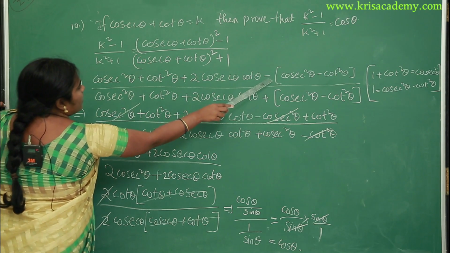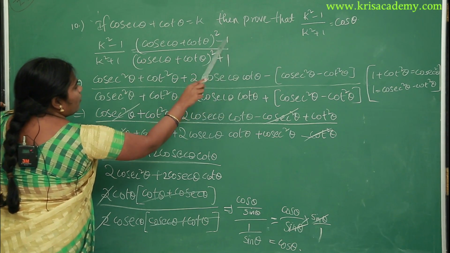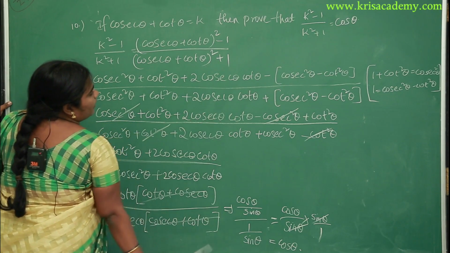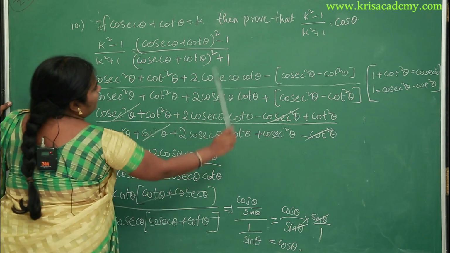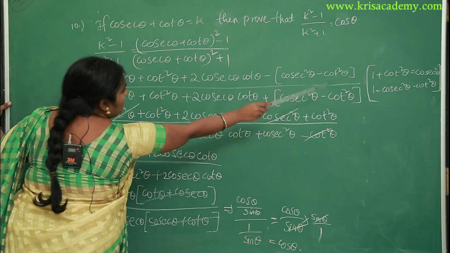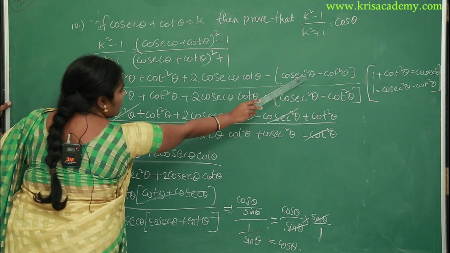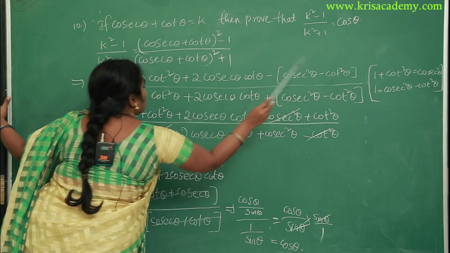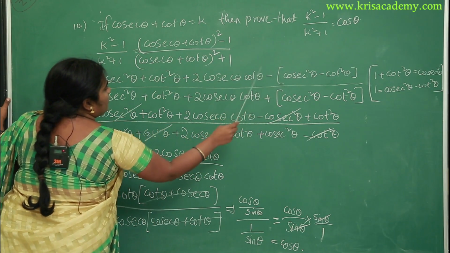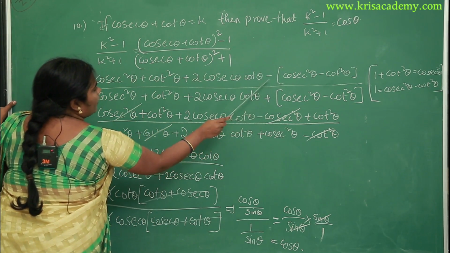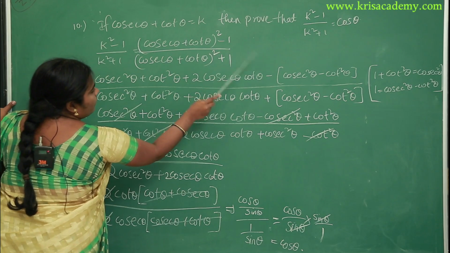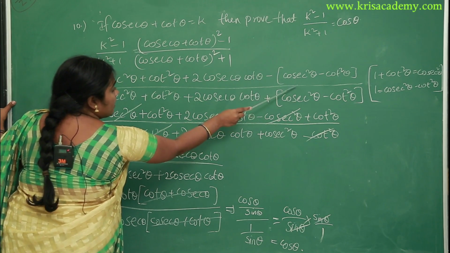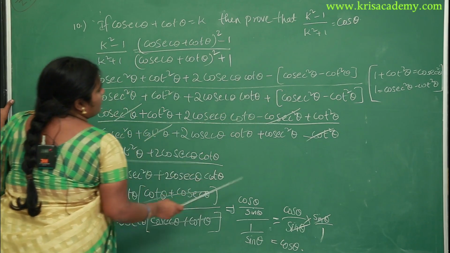Now here minus is there. And what about this one? How to convert? There we have an identity, no? 1 plus cot square theta is equal to cosecant square theta. So in place of 1, we write cosecant square theta minus cot square theta. Whenever we are substituting, please keep it in brackets because minus should multiply both the terms. Same in the denominator also, only the sign will differ. In place of 1, we write cosecant square theta minus cot square theta. This has come from the trigonometric identity.